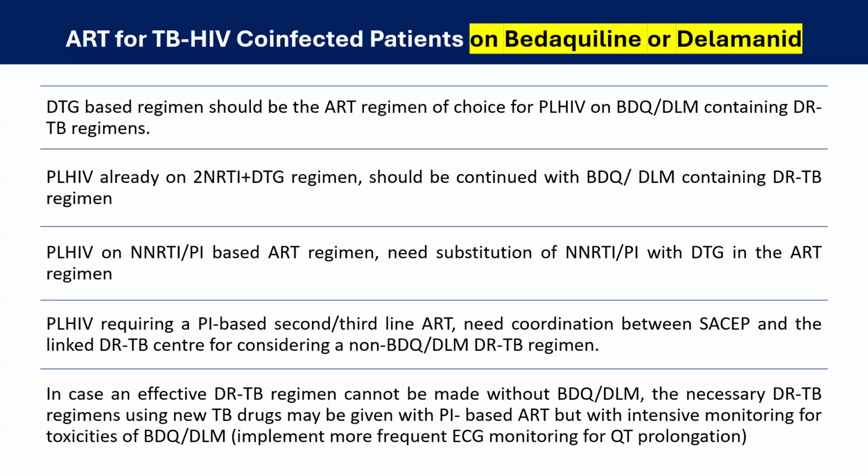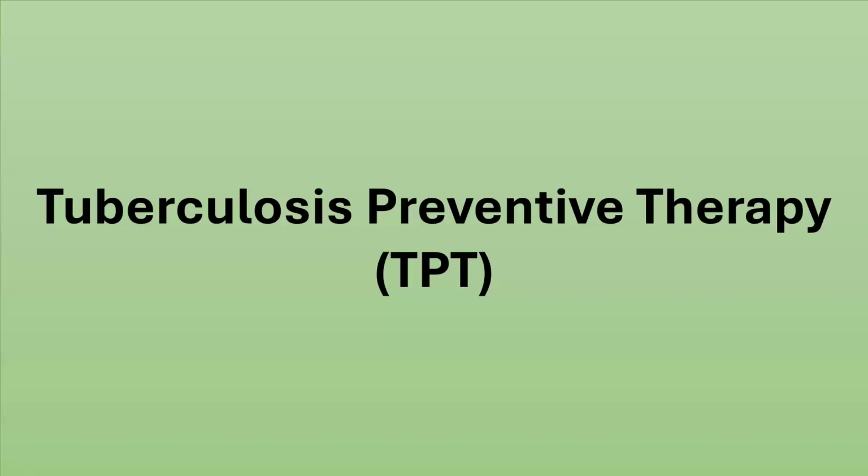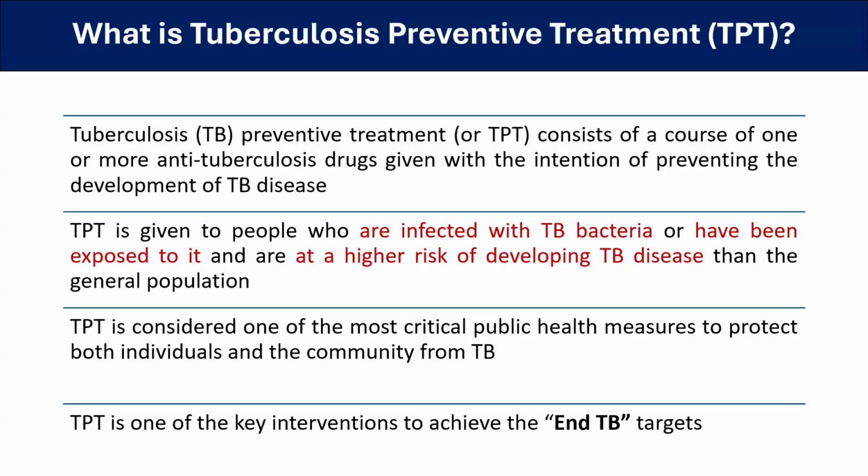So coming to the most important point, the tuberculosis preventive therapy, this is again an important strategy. Among the steps that need to be followed at the ART center, the second one is the tuberculosis preventive therapy. The first one is identifying the TB patients, diagnosing them and then treating them, which is the most important. Apart from that, the patients without the four symptoms need to be given the TPT.